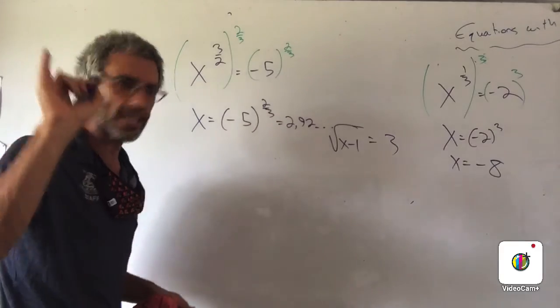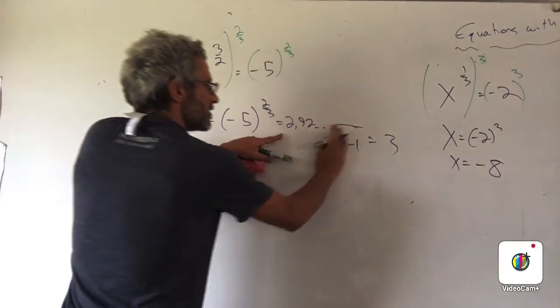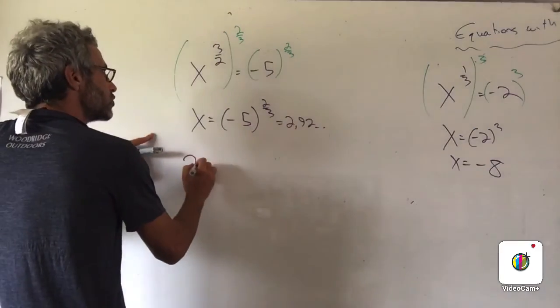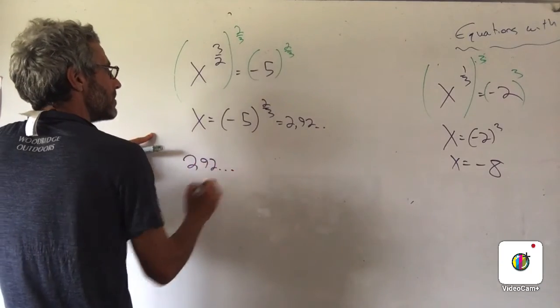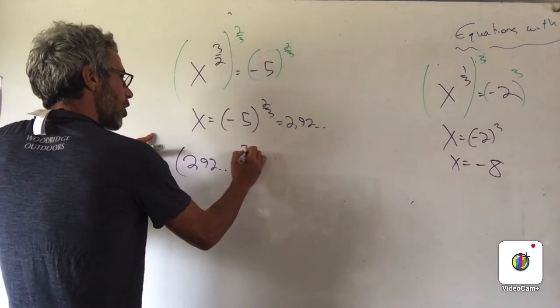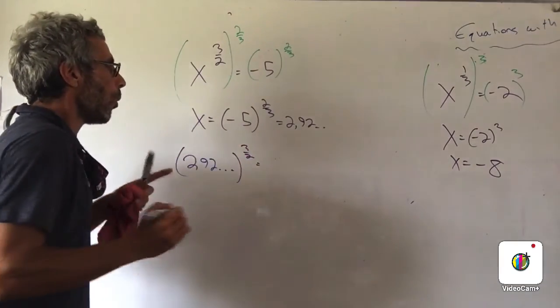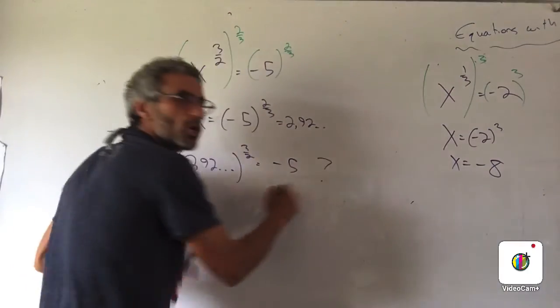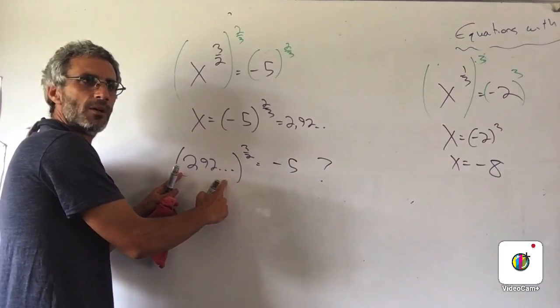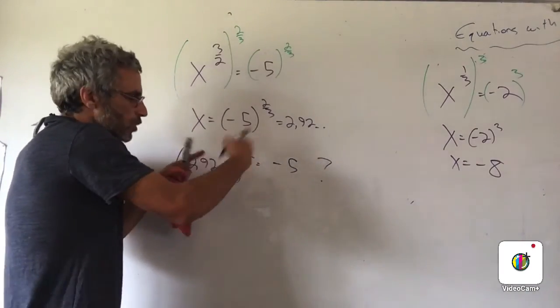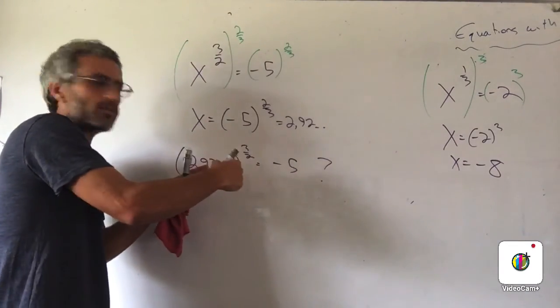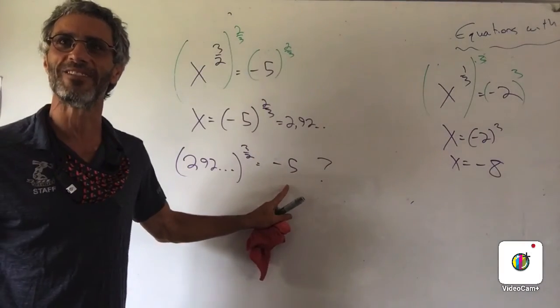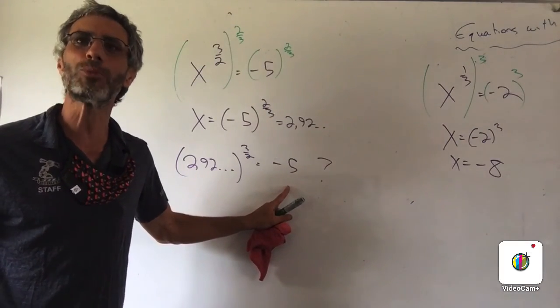But let's just think about it for a second. If this is really the solution, then if I put 2,92, and so on, to the power 3 over 2, it's not going to be the same. Can it ever be minus 5? No, it can't, because this is a positive number, and a positive number to a power gives you 5, not minus 5. So you see, we have a problem.